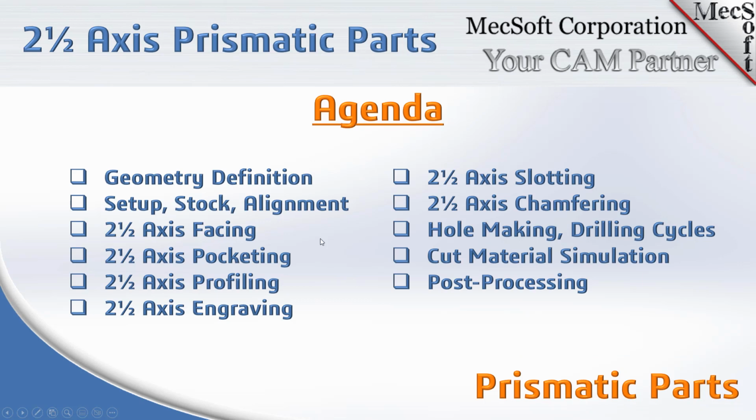So today's agenda, as I mentioned, we're going to be discussing 2.5 axis prismatic parts. We're going to be talking about the geometry definition, setup and stock alignment in 2 axis. We're going to be demonstrating 2.5 axis facing, pocketing, profiling, engraving, slotting, and chamfering all in one video. We're going to be programming a part from start to finish. Also, we're going to be doing some drilling and cut material simulation and post-processing.